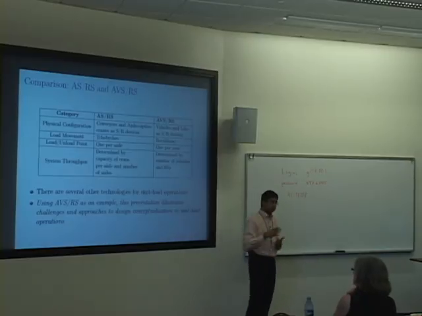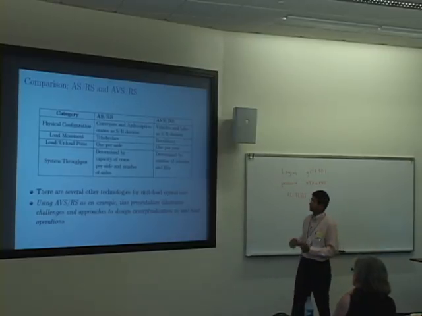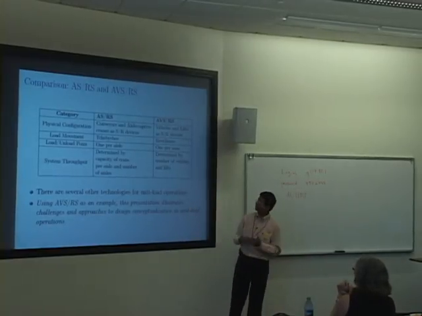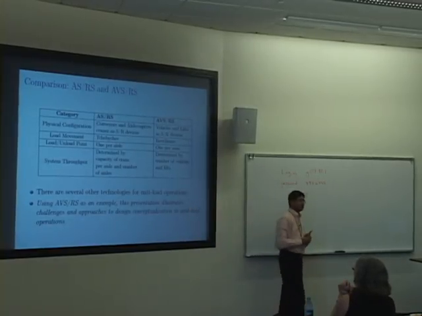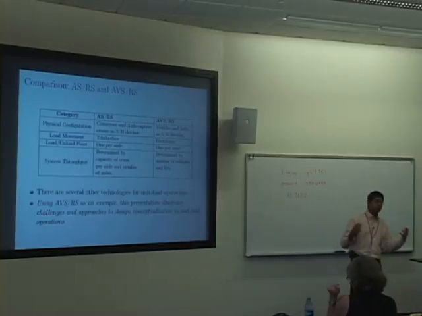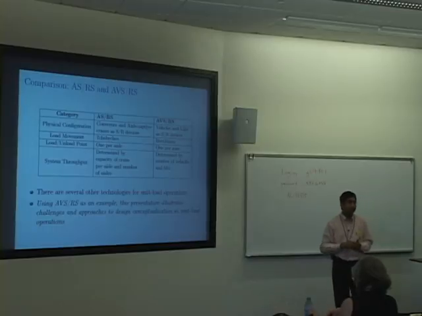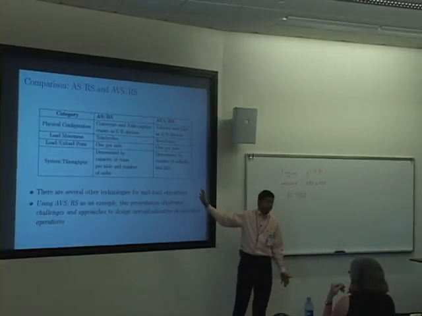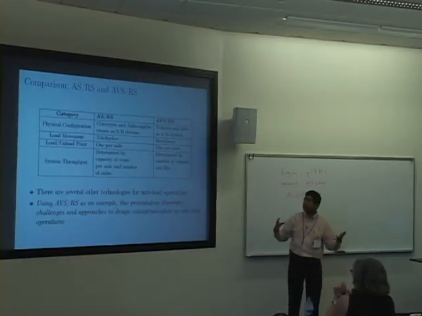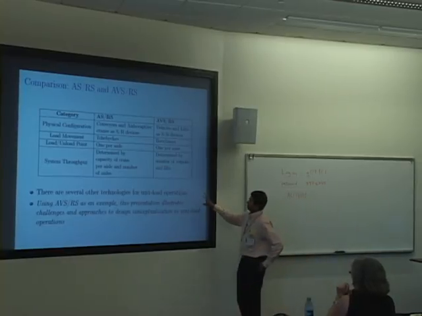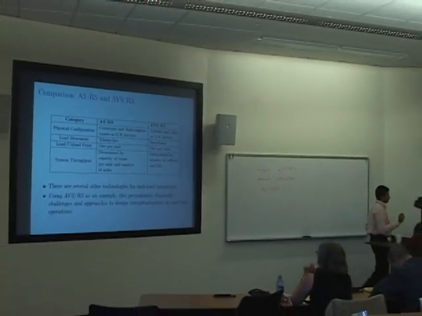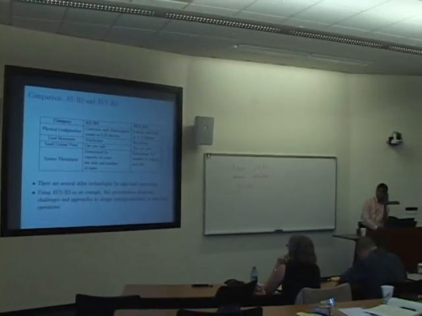The system throughput in the ASRS system is determined by the number of cranes and the number of aisles that are there. And in an AVSRS system, the throughput is determined by the number of vehicles and number of lifts that are there in the system. These are not the only two technologies for unit load operations, but as I said, this is not a review of all the technologies that are there for unit load. I'm only going to use AVSRS to illustrate some of these conceptualization issues.